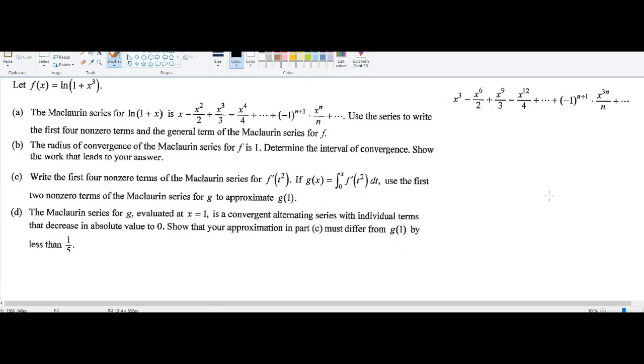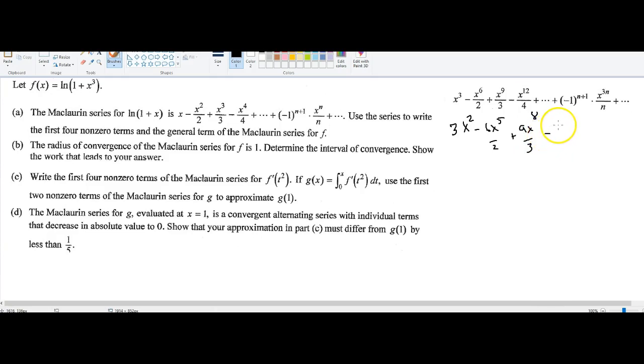All right, well, f prime of t squared. The derivative of t squared is going to be, take the derivative, so that's going to be a whopping... where's my pen? Here we go. 3x squared minus 6x to the fifth over 2. First four non-zero terms, huh? So plus 9x to the 8th over 3.